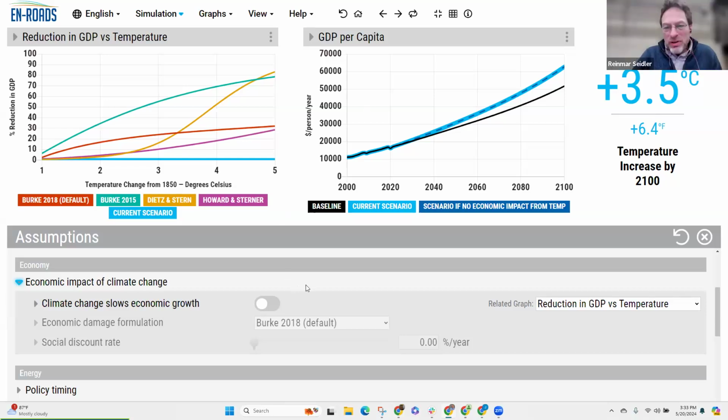So the larger the economy, the more it grows, the more the temperature rises. And if it doesn't grow as much, then that affects the temperature in a positive way. But there are consequences to that for people, presumably.